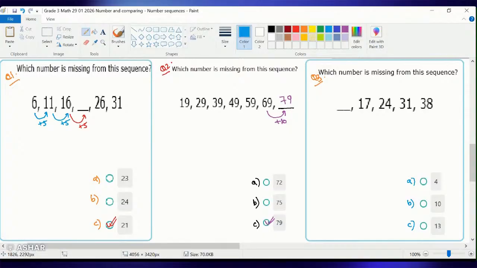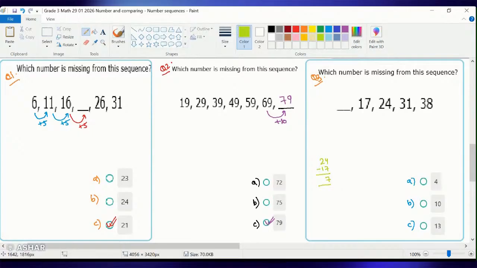For question number 3, it says the first number is missing. Then we have 17, 24, 31, and 38, right? So it is an increasing sequence. To find the difference between 17 and 24, can we subtract 17 from 24? Yes, Rebecca, I'm asking you. Can we subtract 24 minus 17? 24 minus 17 should be 7, right?